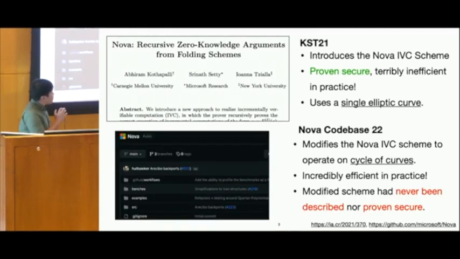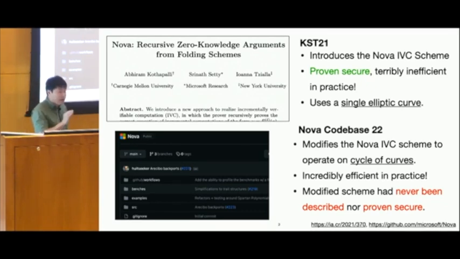Therefore, the Nova authors instead decided to implement a modified version of the Nova IVC scheme, which operated on a cycle of elliptic curves. So now there are two elliptic curves. And because of this, they were able to reduce the amount of non-native arithmetic they had to represent within their constraint systems. Hence, the IVC scheme in practice was actually efficient.